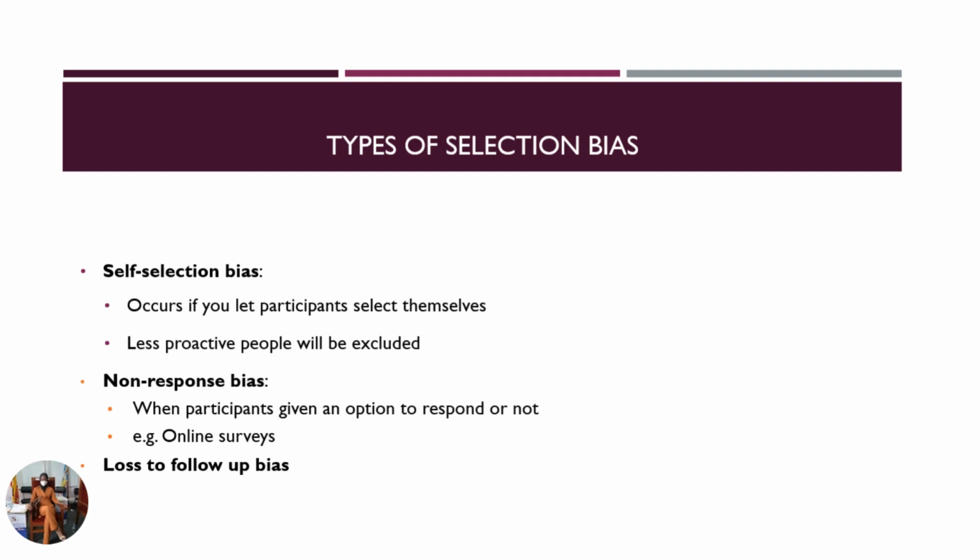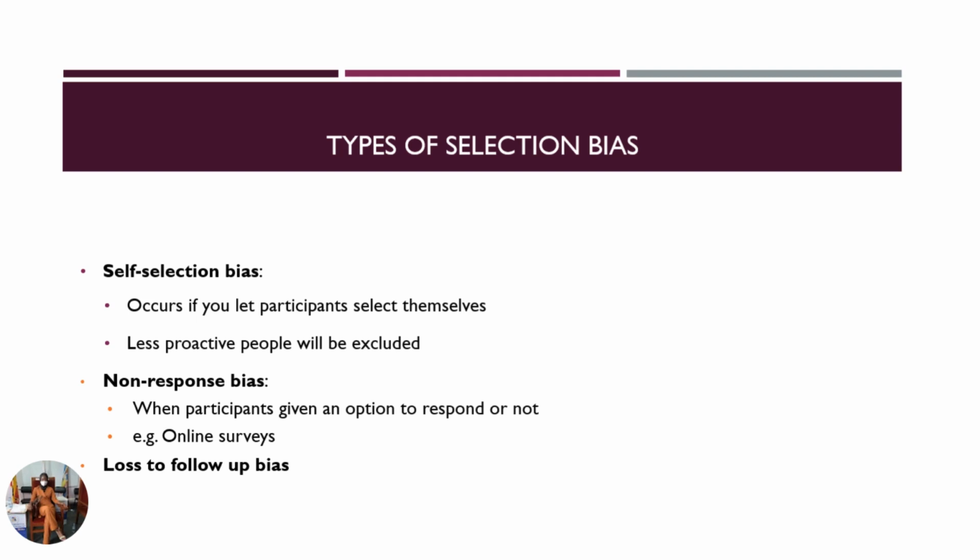Last time we stopped at listing the types of systematic error or bias, where we said we have three types of systematic error. We have the selection bias, the information bias, and the confounding. So today let's look at the types of selection bias. We have different types of selection bias.